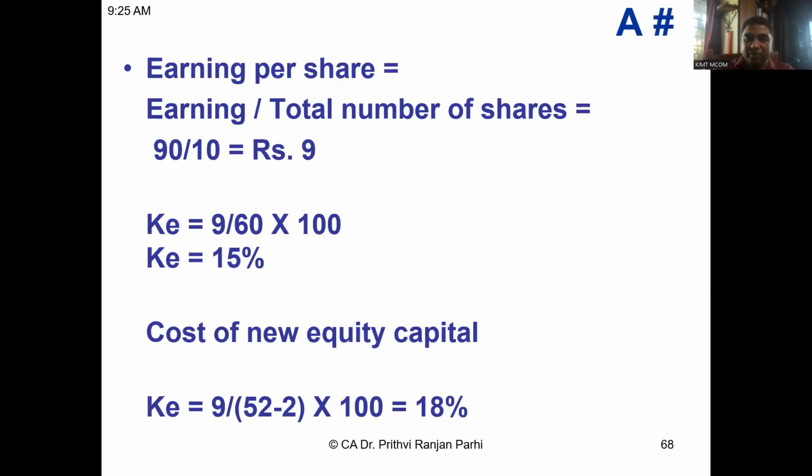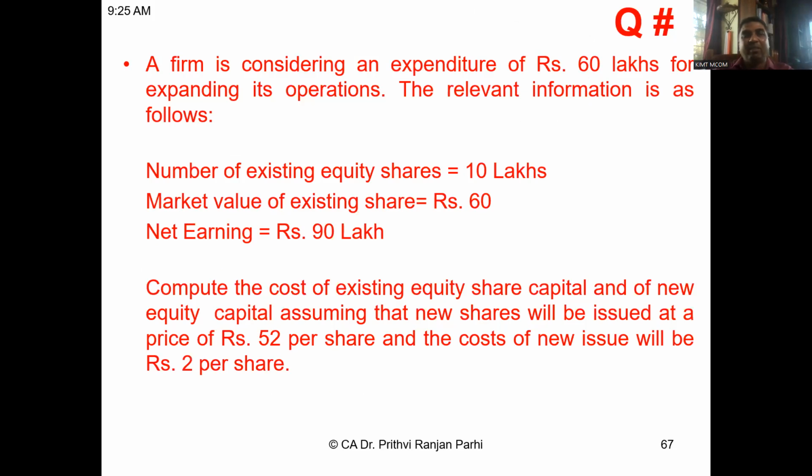Here you can refer to one more example. A firm considering an expenditure of rupees 60 lakh for expanding its operation. Information is as follows. Number of existing equity shares are 10 lakhs. Market value of existing shares is rupees 60. Net earning is 90 lakh. Read the question. Try to understand.